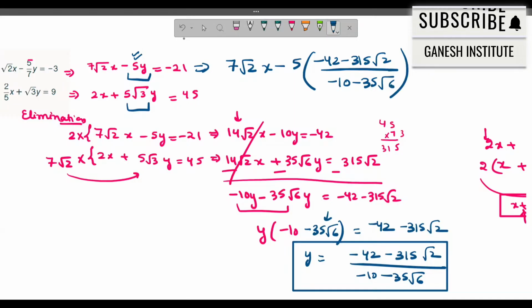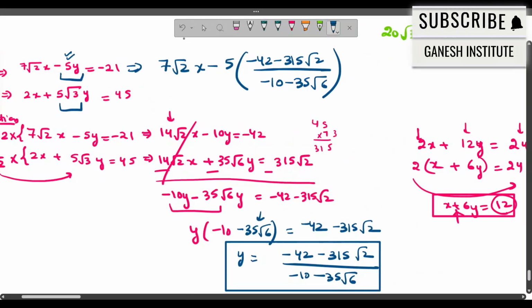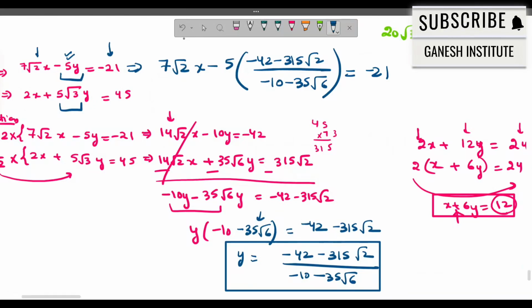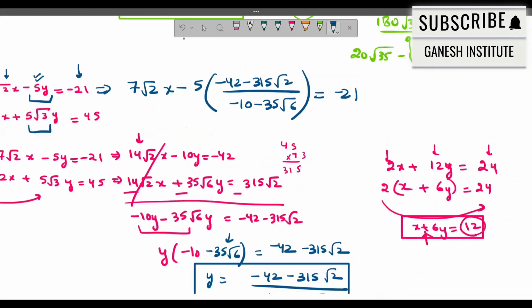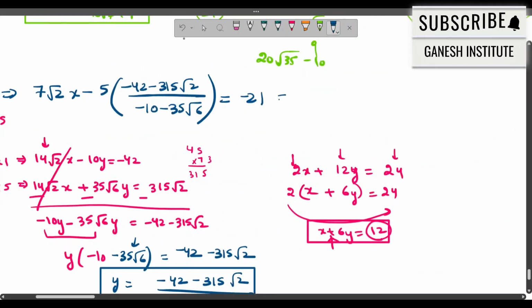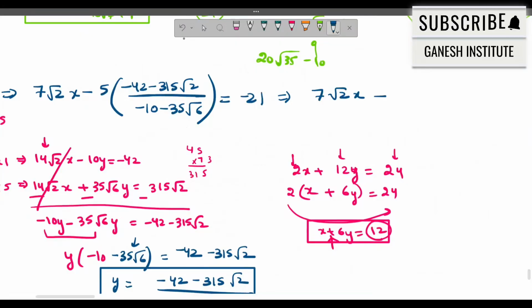So I have substituted the value of y, and this is equal to minus 21. So I'm just rechecking everything is okay. 7 root 2x minus 5y minus 20, yeah. Now let's solve it. So first up, this cannot be solved further. Now it's time.